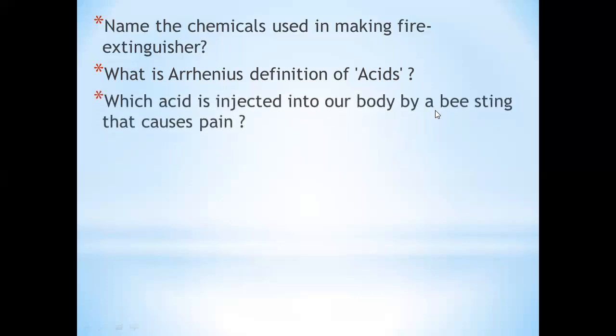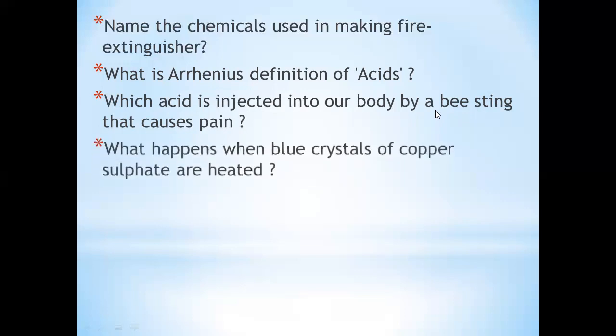Next student. Which acid is injected into our body by a bee sting that causes pain? No, oxalic acid. Which acid is injected into our body by a bee sting that causes pain? Answer is methanoic acid. Methanoic acid, common name formic acid. Next student.